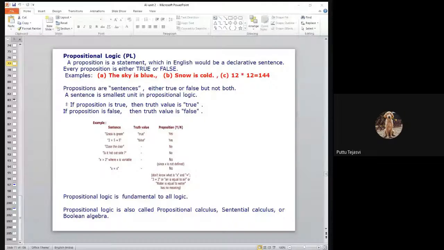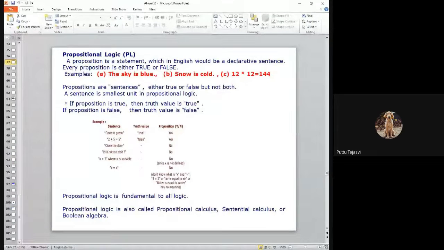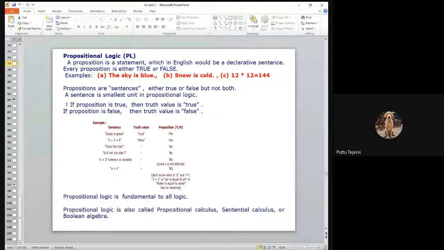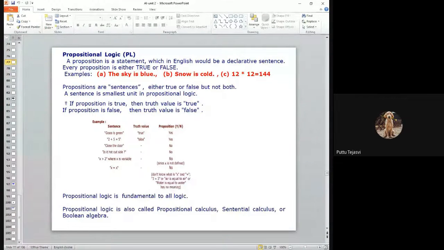We have seen the artificial intelligence knowledge cycle, in which we have perception, learning, knowledge representation, planning, and execution. Then we went to the techniques of knowledge representation. There are four types: logical representation, semantic network representation, frame representation, and production rules.